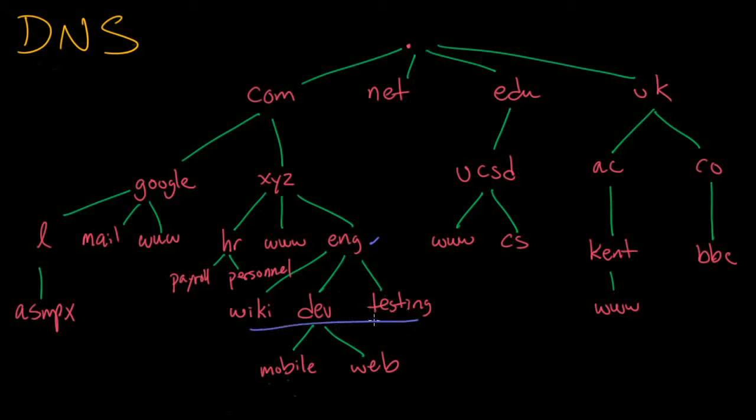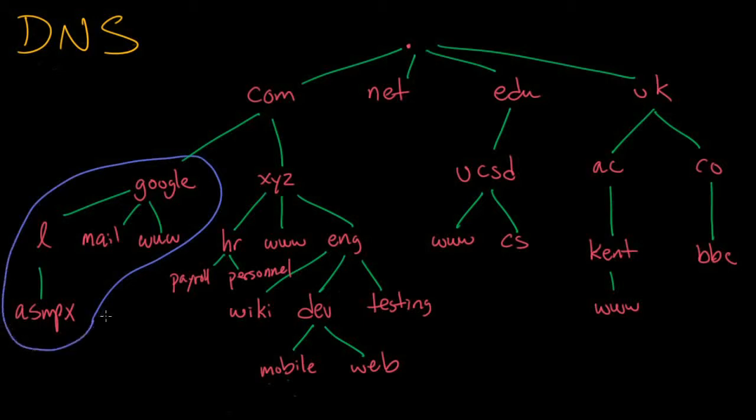That's not always the case. For example, I don't know if this is true, but Google might have set things up so that the google.com zone knows about everything underneath it, including this L subdomain and the nodes below that.